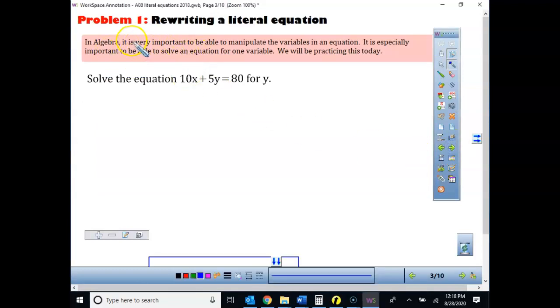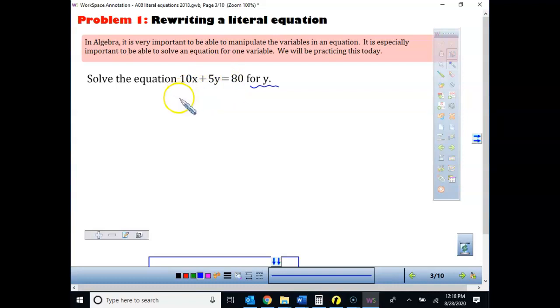So what you are going to be asked to do is rewriting a literal equation. In algebra, it's very important to be able to manipulate variables in an equation. It is especially important to be able to solve equations for one variable. We will be practicing that today. So in this equation, notice it has x's and y's. That's a linear equation, and we are asked to solve for y. If we are doing that for this equation, we want to get the y by itself.